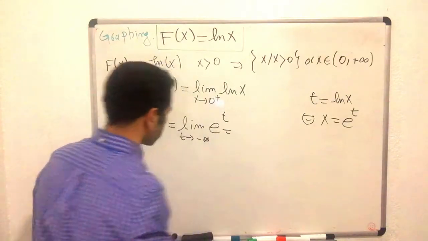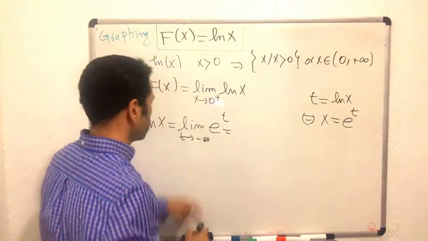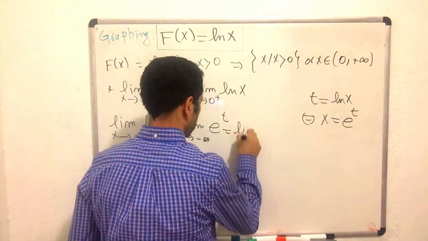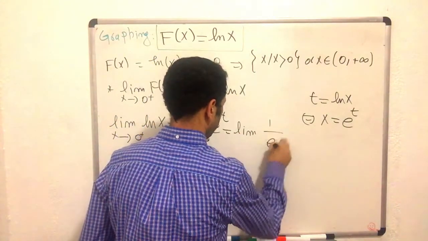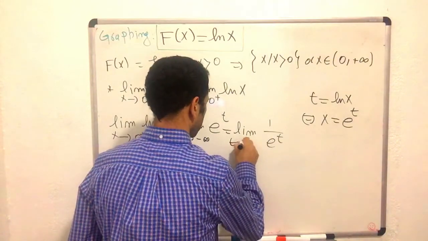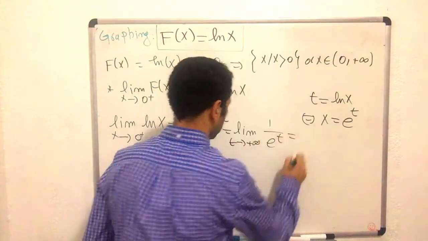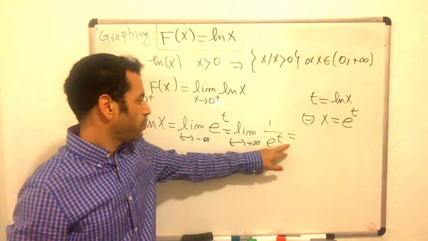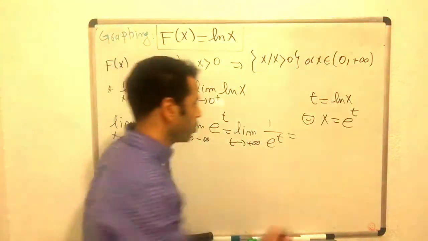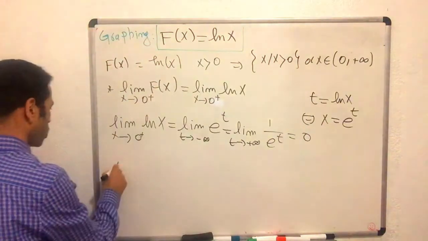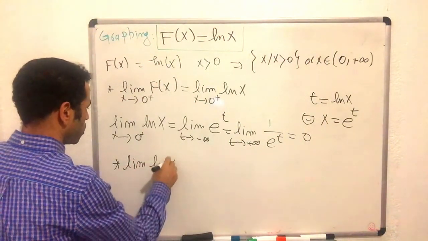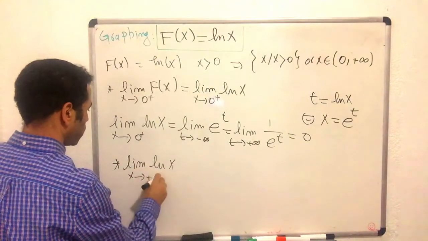So this one you can write down this way too: the limit of 1 over exponential t as t is going to plus infinity. Okay, the same thing, 1 over exponential plus infinity equals 0. Okay, let's move on to calculate the limit of natural log of x when x is approaching plus infinity.